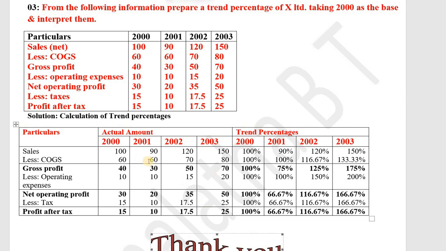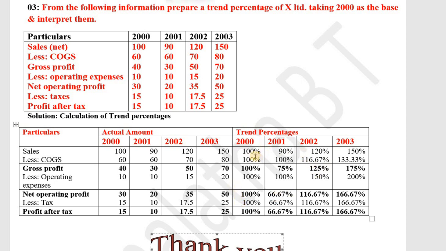Every year's amount divided by the 2000 base year into 100, right? Same year, ಇಲ್ಲಿ 10 10 ಇರೋದ್ರಿಂದ 100% ಬರುತ್ತೆ. 15 divided by 10 into 100, you will be getting 150. 20 divided by 10 into 100, you will be getting 200. In the same way, ಇಲ್ಲಿ 20 divided by 30 into 100, you will be getting 66.67. 35 divided by 30 into 100, you will be getting 116.67. 50 divided by 30 into 100, you will be getting 166.67. So each year's amount divided by the base year, you will be getting your trend percentages.